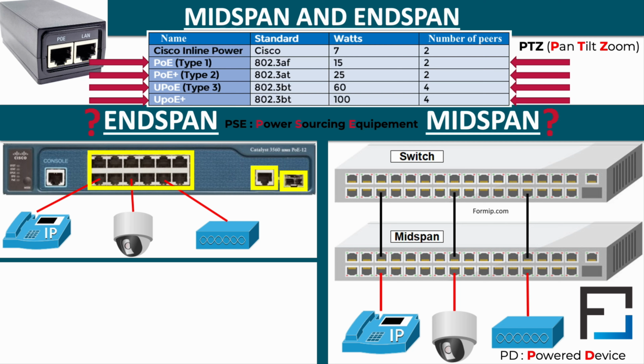And Type 4, which is based on the same standard as Type 3, the 802.3bt standard, is called UPoE+, Universal Power over Ethernet Plus. It provides 100 W of power per port and also uses the 4 pairs of the cable. This allows it to be used for laptops or even for televisions.